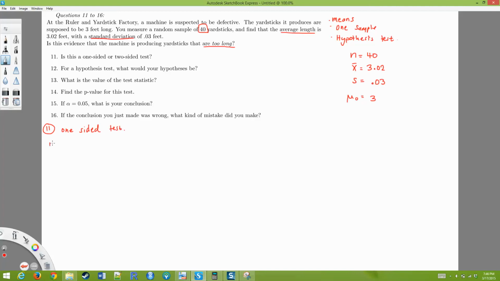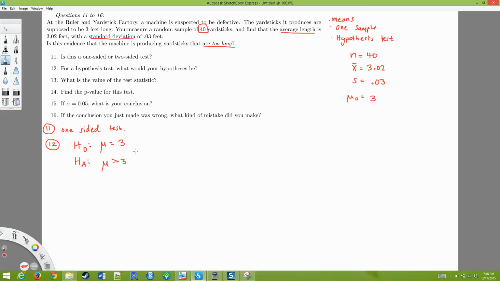So, number 12 says, what would the hypotheses be? So we have a null hypothesis and an alternative hypothesis. The null hypothesis states that mu is equal to 3. And the alternative will be mu is greater than 3, because it says, is it too long? Too long, greater than 3. Okay.